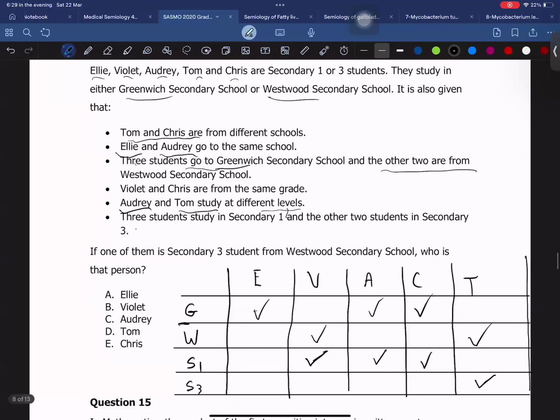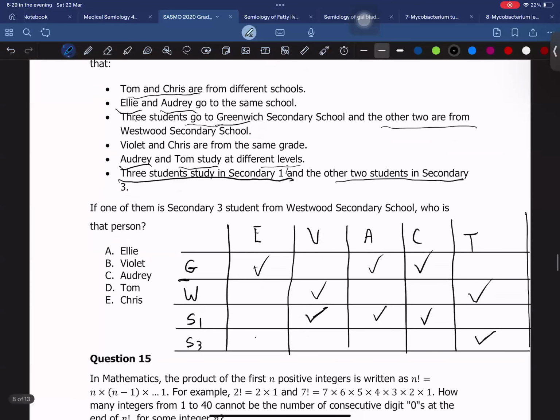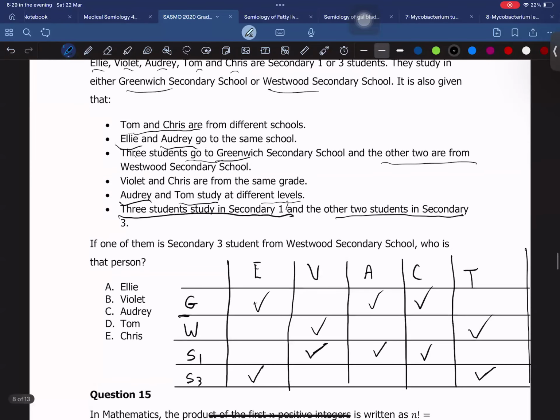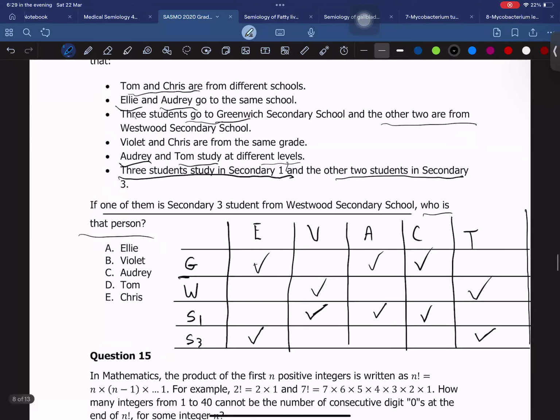Okay, and the last clue says 3 students are in secondary 1 and the other 2 students are from secondary 3. So Ellie is going to be from secondary 3 too. Okay, so it says that one of them is a secondary 3 student from Westwood Secondary School. Who is that person?